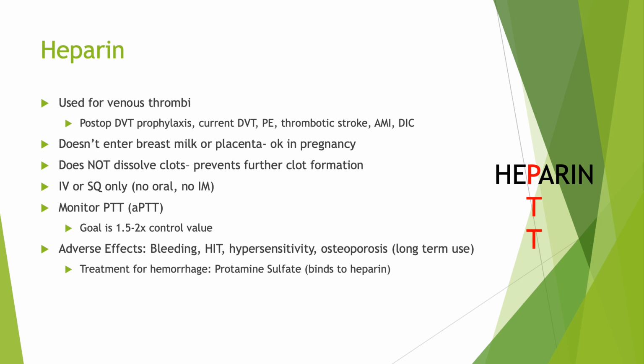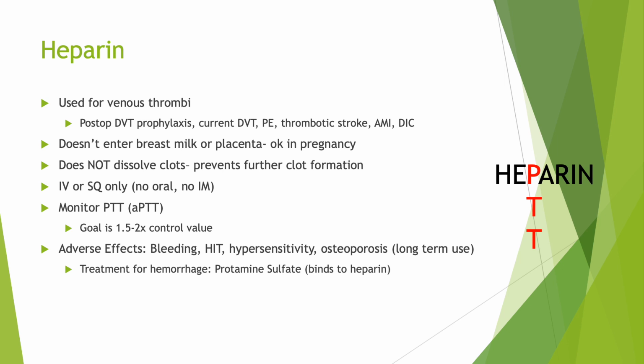And sometimes an activator is added to this test to speed it up, and thus you may see an aPTT used instead. Now, because we want to slow down the clotting time with this heparin, we're looking for a longer PTT. So rather than normal lab values, we want the PTT to be 1.5 to 2 times longer than a normal PTT, than somebody not taking heparin.